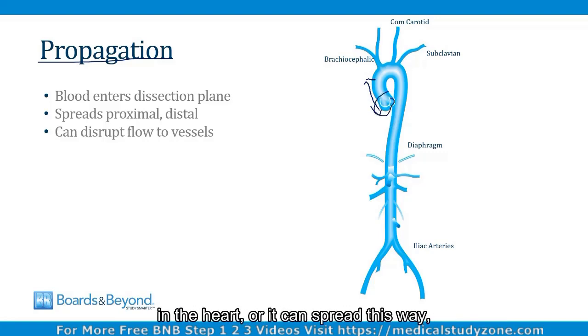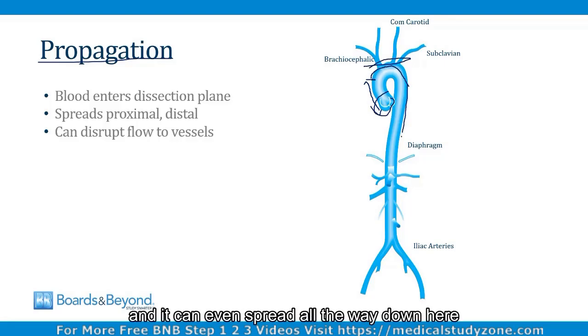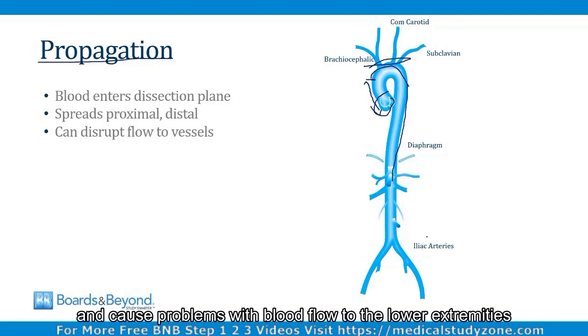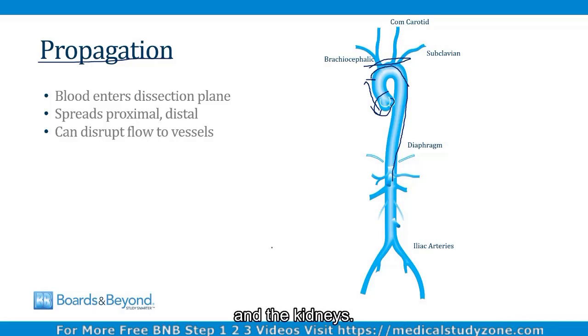and that will cause problems with the aortic valve and the heart. Or it can spread this way, and that will cause problems with blood flow to the head and neck. And it can even spread all the way down here and cause problems with blood flow to the lower extremities and the kidneys. So depending on where the dissection is and how far it propagates, that will determine the clinical features of an aortic dissection.